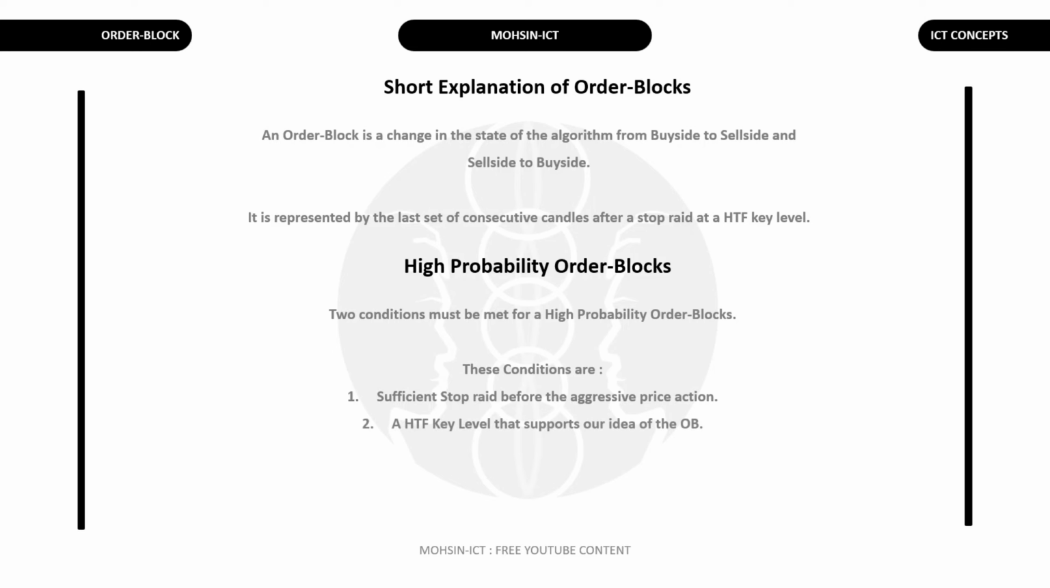Our second condition is a higher time frame key level that supports our idea of the order block. If we are looking for a bullish market, we need a bullish higher time frame key level that suggests higher prices. And the same goes for the bearish market. If we are looking for bearish prices, we need a bearish higher time frame key level that supports our order block. They might seem like too simple rules to skip the entire video, but believe me, it's not that easy to get the grip of these concepts.